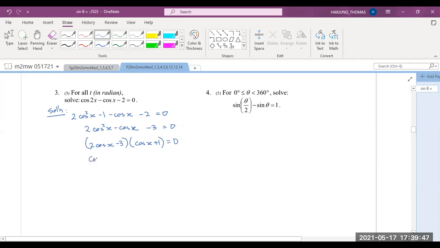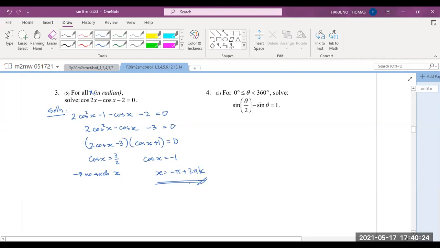Okay, so cosine x is 3/2, which does not apply. No such x, to be more precise. Or cosine x equals -1. So x is all x in radians, that's negative pi plus 2 pi k. Okay, that's for number 3.